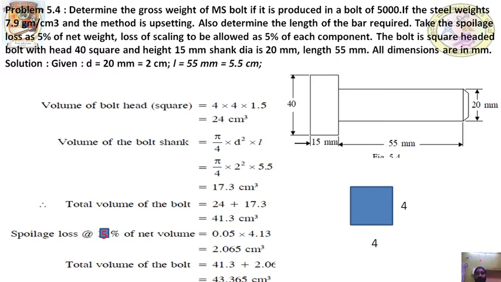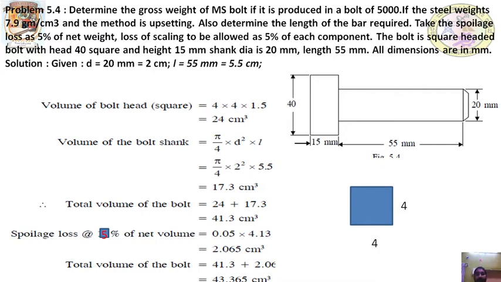Also determine the length of the bar required. So you have to determine the length of the bar stock. This is the length of the raw material you need to find out, and the weight of the finished bolt you have to find out. Take the spoilage loss as 5% of the net weight and the loss of scaling as 5%.